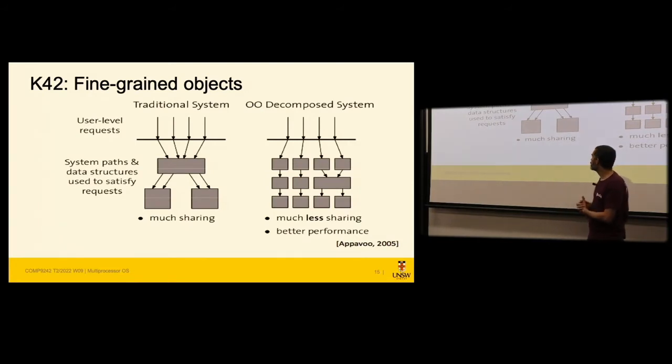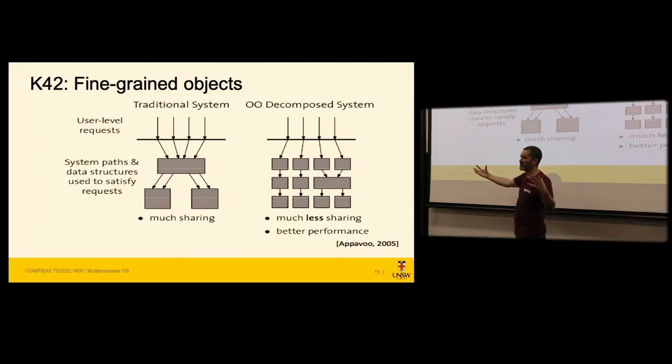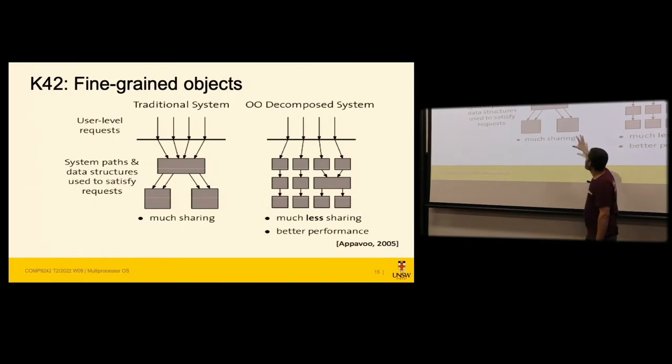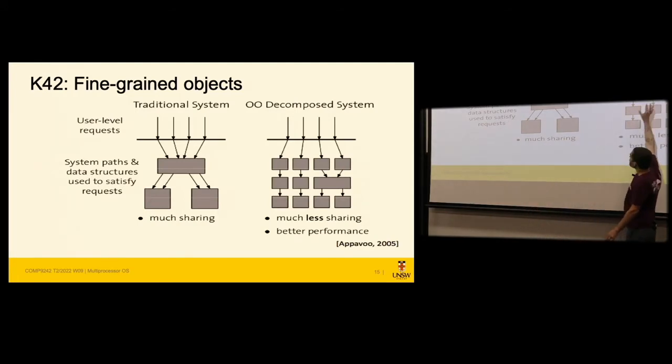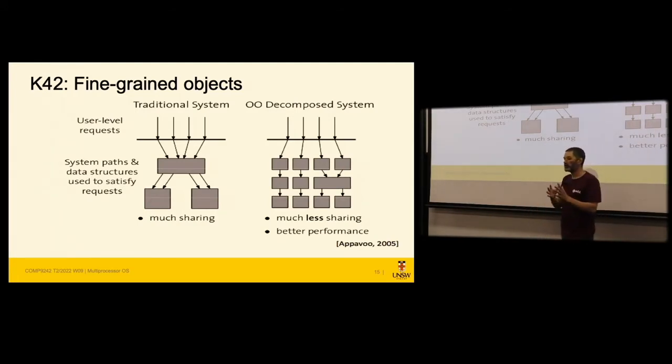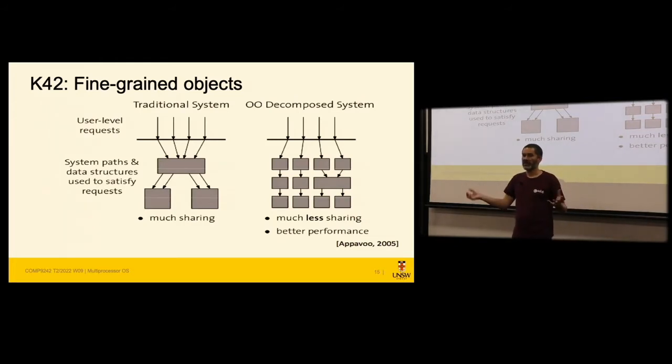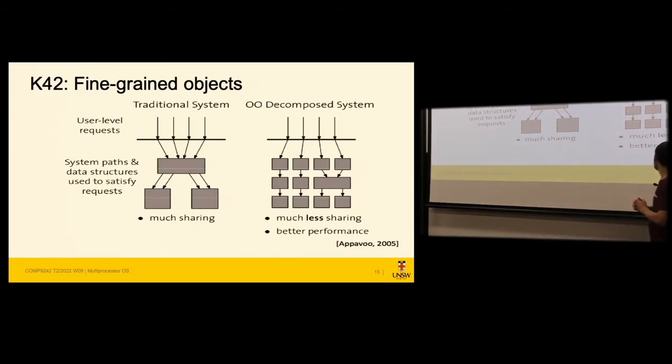So the idea with K42 was we'll make all of those objects as fine-grained as possible. Rather than having a big VFS object that contains all the file descriptors, make all the file descriptors their own objects. When you want to access a file, rather than accessing this big object, you're accessing this little object. And they're less likely to be shared because different processes are going to be accessing different files. So when you are using different files, you're accessing different objects, and so you're avoiding sharing that way. Having these fine-grained objects avoids a lot of unnecessary sharing, which is the general idea behind using fine-grained objects.